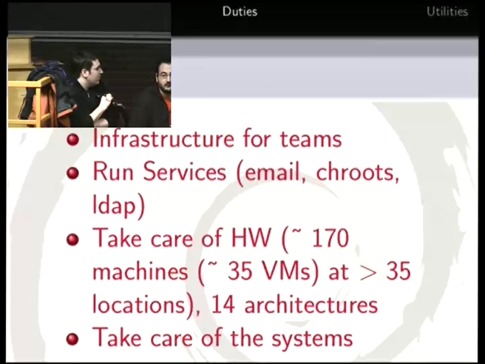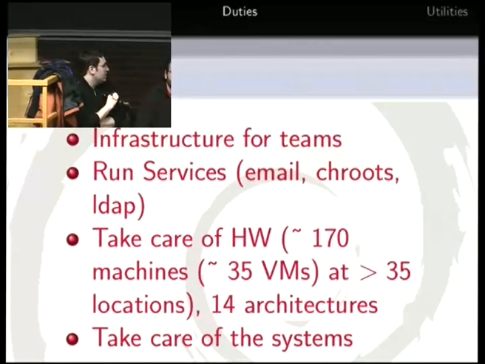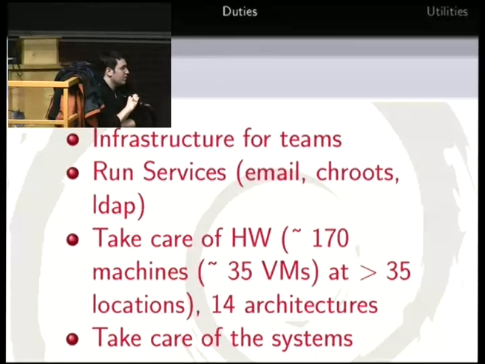Well, in our daily work we take care of the systems, the hardware, and the tools. And 2 kernels, yeah. Linux and KFreeBSD as well. So 2 of the architectures are FreeBSD ones.